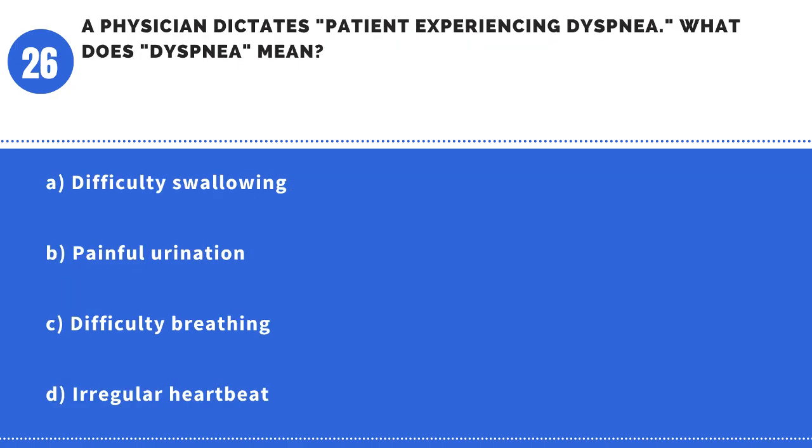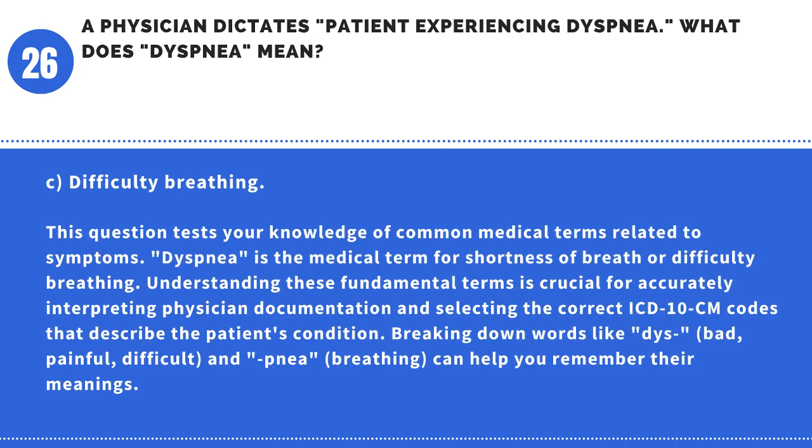Question 26. A physician dictates patient experiencing dyspnea. What does dyspnea mean? A. Difficulty swallowing. B. Painful urination. C. Difficulty breathing. D. Irregular heartbeat. Answer C. Difficulty breathing. This question tests your knowledge of common medical terms related to symptoms.